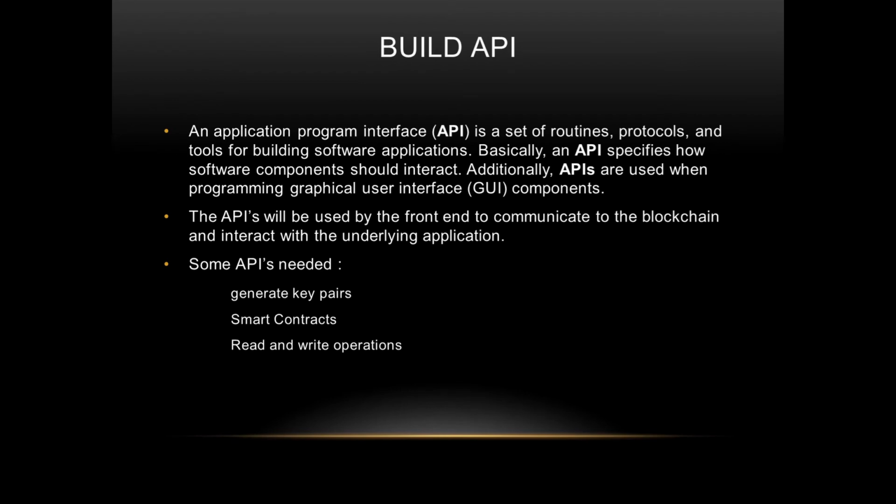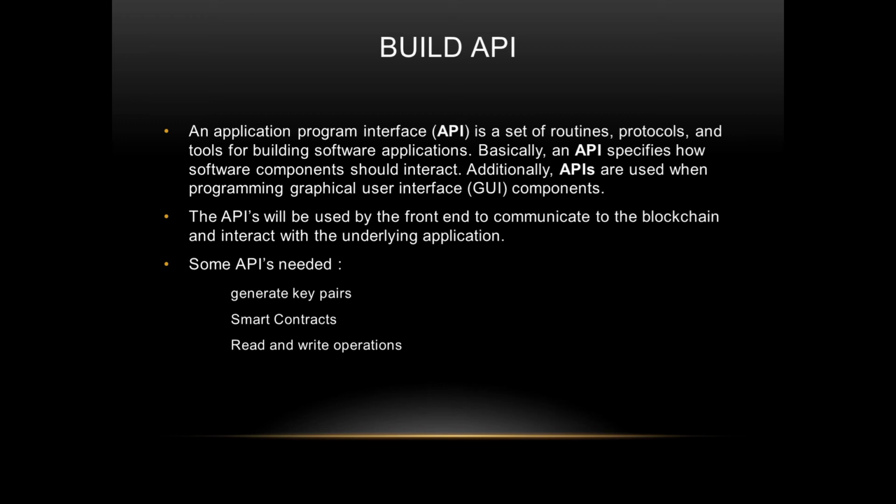Build API. What is an API? API is application program interface. It is a set of routines, protocols, and tools for building software applications. So basically an API specifies how software components should interact. It is basically an interaction between your software components and the front end. Additionally, APIs are used when programming graphical user interface, the GUI components. So you need APIs so that it can connect to the backend and you can get all the data from it and show it as needed.